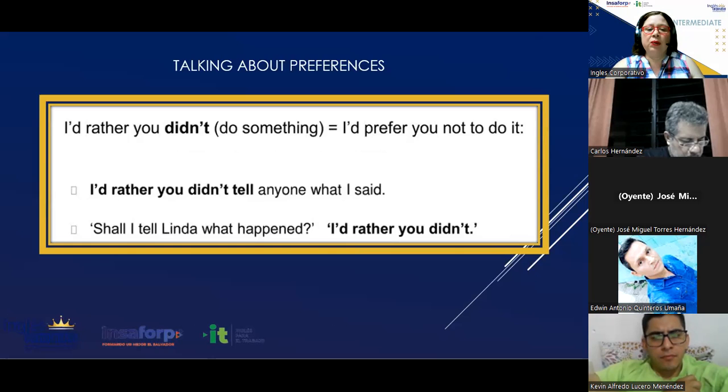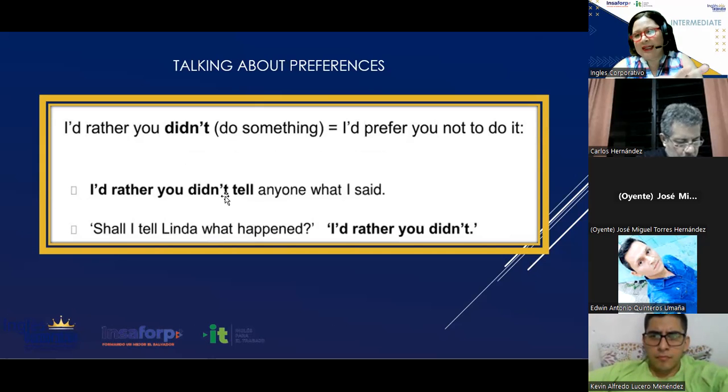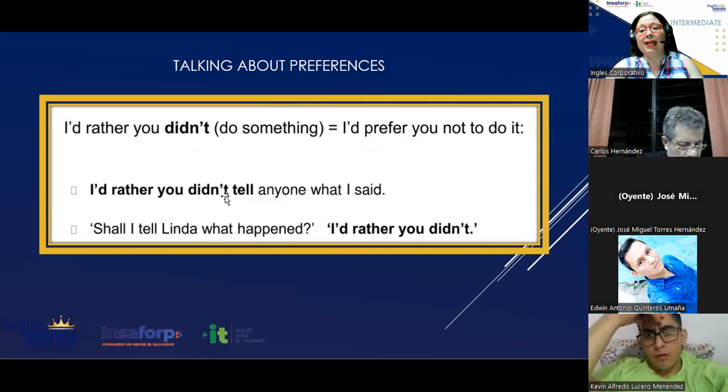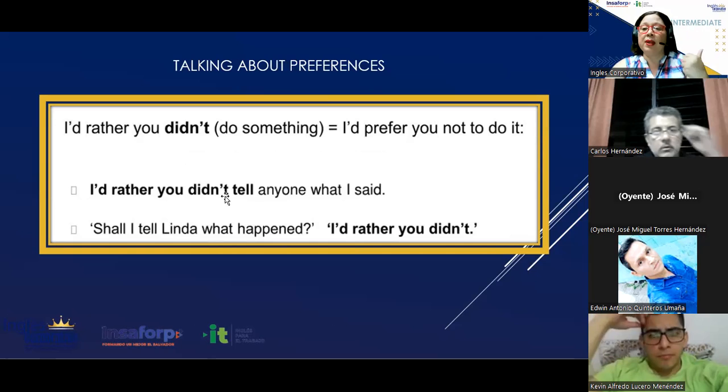Then when we talk about preferences, here we've got some examples, all right? I'd rather you didn't, but this is the negative thing, okay? This is the negative thing, and we have a past tense in this structure. Ayer veíamos que el verbo que usábamos era presente. Yesterday, the verb that we used was the present tense, okay? It was the present tense without the particle to, okay? In that simple verb form.